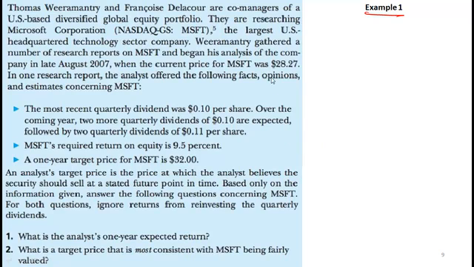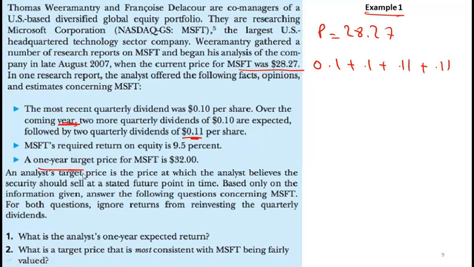The current price is 28.27. So the price is 28.27, and the relevant data is this. Over the coming year, 2 more quarterly dividends of 0.1 are expected, and then dividends of 0.11. So what's the total dividend? 0.1 plus 0.1 plus 0.11 plus 0.11. So that's our total dividend.